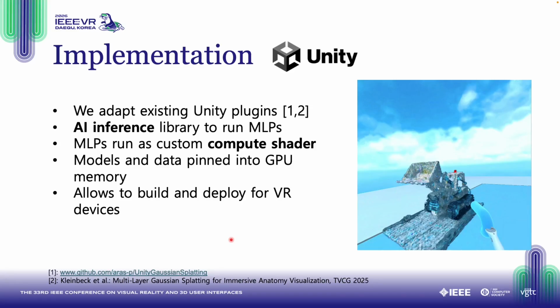As you maybe already saw in the video from the previous slide, we implement our method in Unity, where we adapt existing 3D.js render pipelines for our method. We use the AI inference library, previously known as Sentis, to run the MLPs, as they automatically employ custom compute shaders. Furthermore, we can bin the necessary data into GPU memory to avoid unnecessary CPU-GPU readbacks.